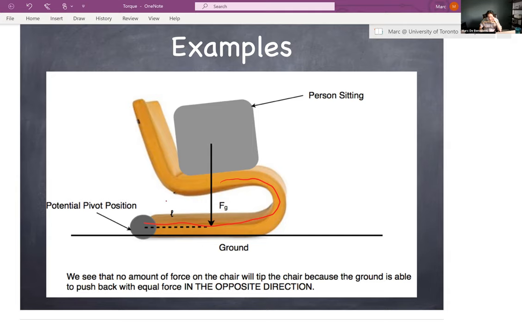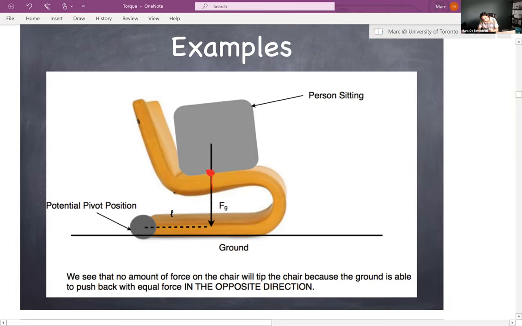Some of you may have seen these chairs, or some of you may even have chairs like this at home. Anyway, let's look at the physics of this. A well-designed chair like this is good. In fact, it's quite fun to sit in. So if you sit in the chair, you apply a force right here where your bum touches.